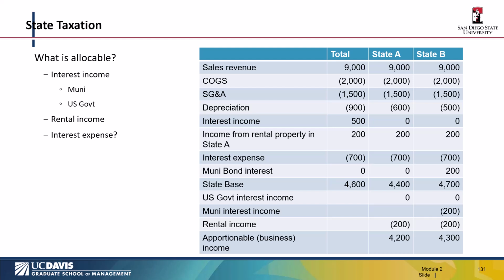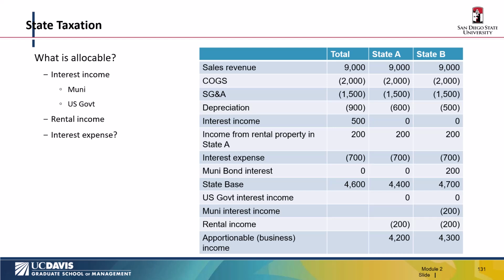So the only income we included that's allocable in state A was the rental income. So we're going to get rid of it. We're going to take it out, because what that's going to leave, the residual, is everything that's apportionable. We do the same thing in state B.